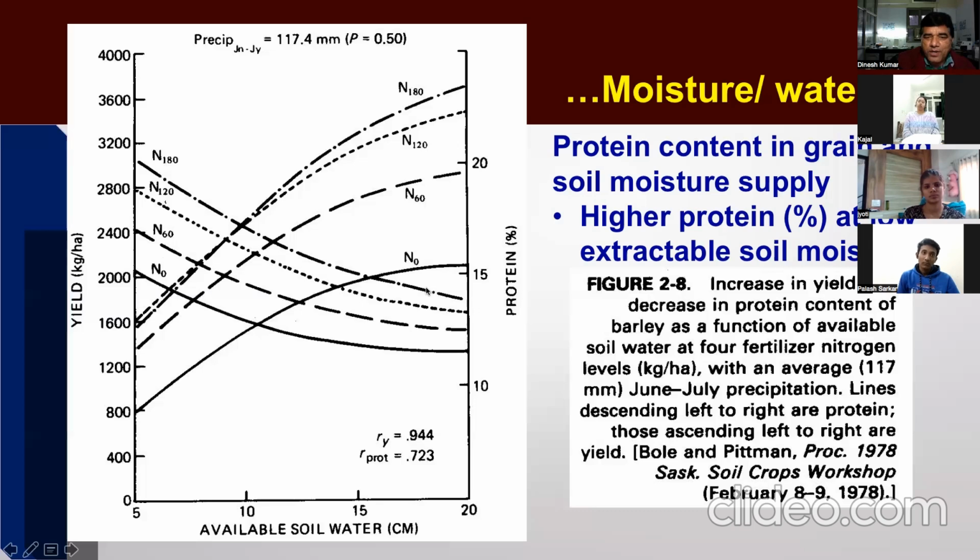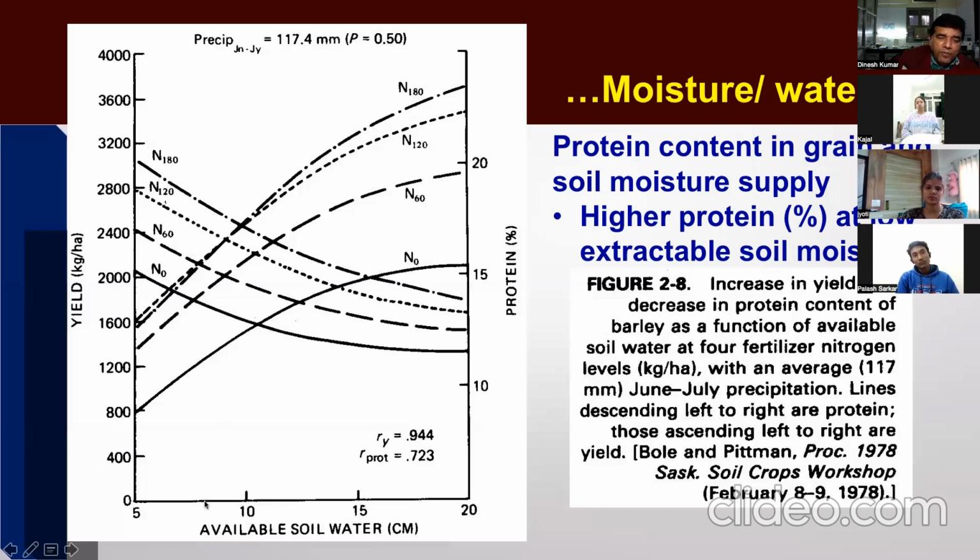This is one point. Second point, we can say that the protein content is declining as the yield is increasing. So you see N0. If you increase the water supply, your yield is increasing, but protein content is decreasing. In all the cases, even if you have used N180, you have got the highest yield. But when you increase the water supply, more water you are giving, the protein content is continuously declining.